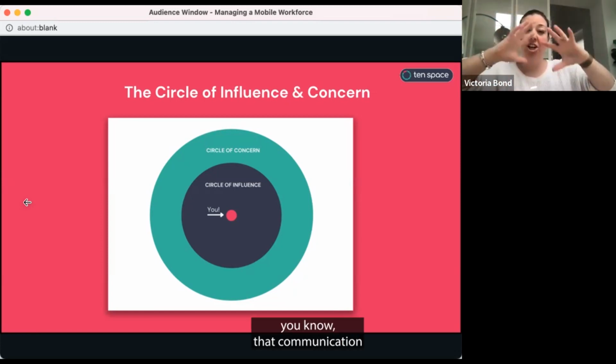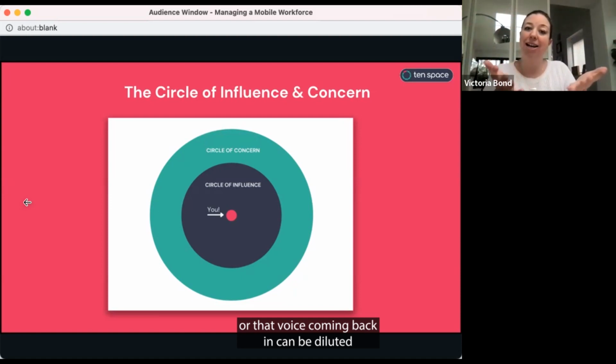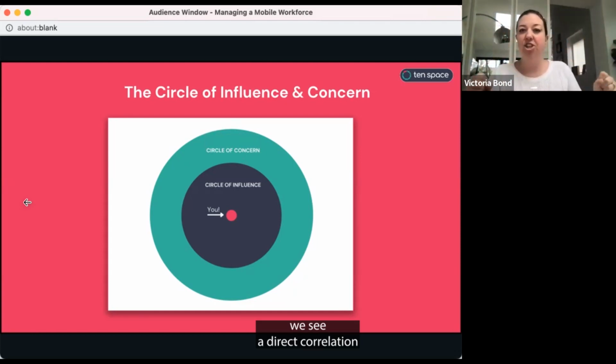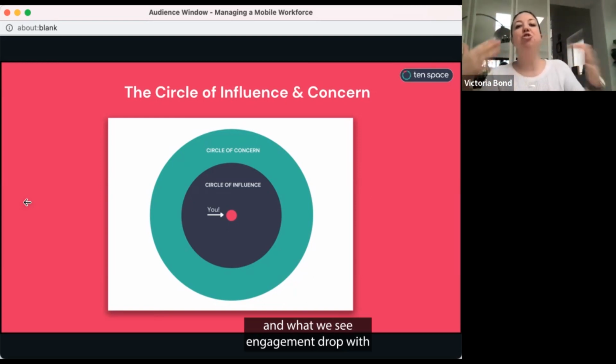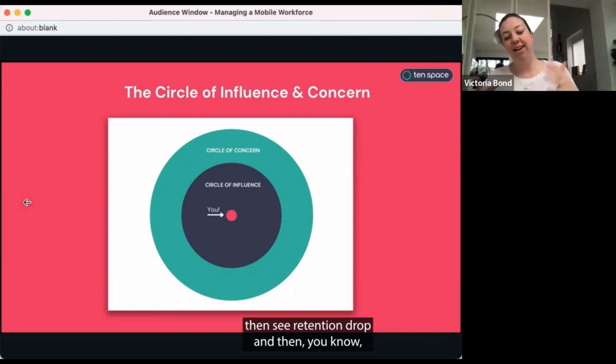and that communication or that voice coming back in can be diluted, and that can be where we see a direct correlation between the connection that they feel and the communication that goes both ways and their levels of engagement. And when we see engagement drop, we then see retention drop, and then we're back to recruiting and costs increase, etc. I'm sure I'm telling everybody what they already know.